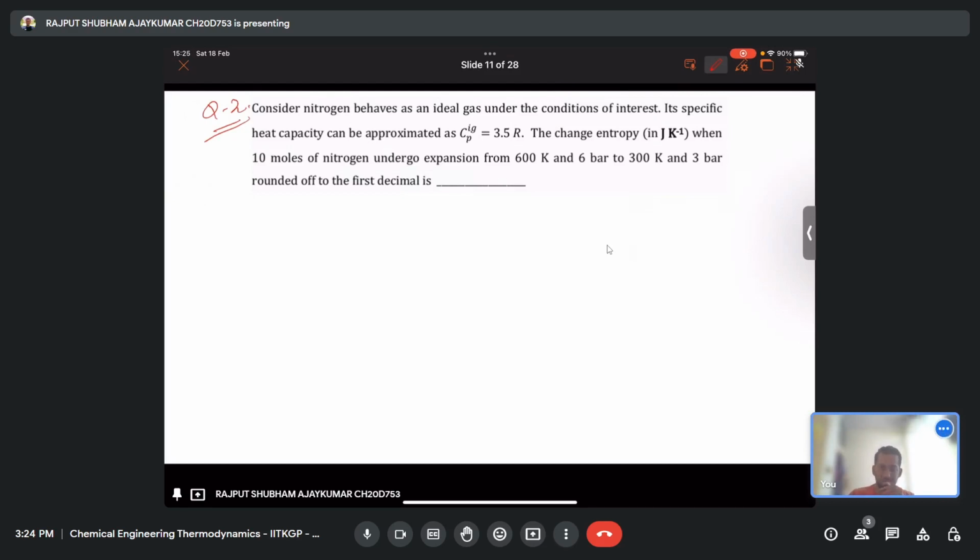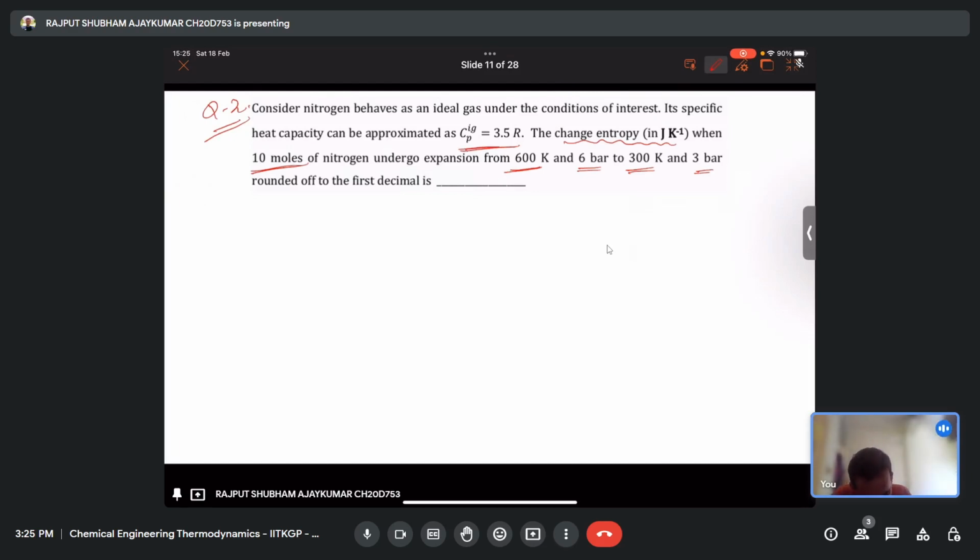Its specific heat capacity, that is Cp, for an ideal gas is 3.5 R. The change in the entropy when 10 moles of nitrogen undergoes an expansion. So the number of moles N is given as 10 moles, and it goes through an expansion from T1 to T2 with P1 and P2 given. So we have to calculate the change in the entropy, that is delta S.